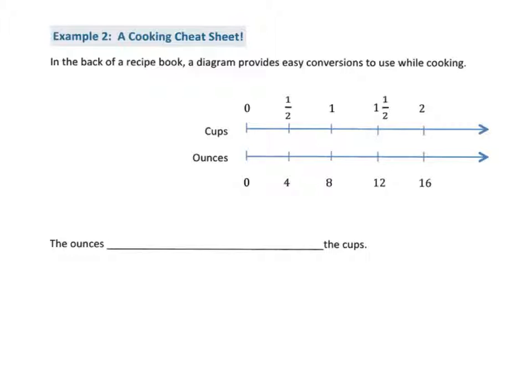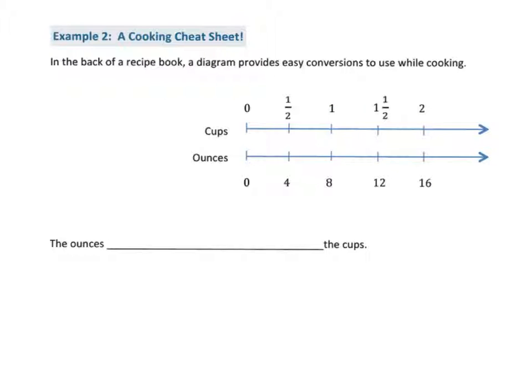So my question to you is, is this a proportional relationship? Okay, so let's look at what it tells us. Here are the cups, and here are the ounces that correspond with that number of cups. So if you have 0 cups, there's 0 ounces. If you have 4 ounces, it's a half a cup. If there are 8 ounces, it's 1 cup. So is this proportional?